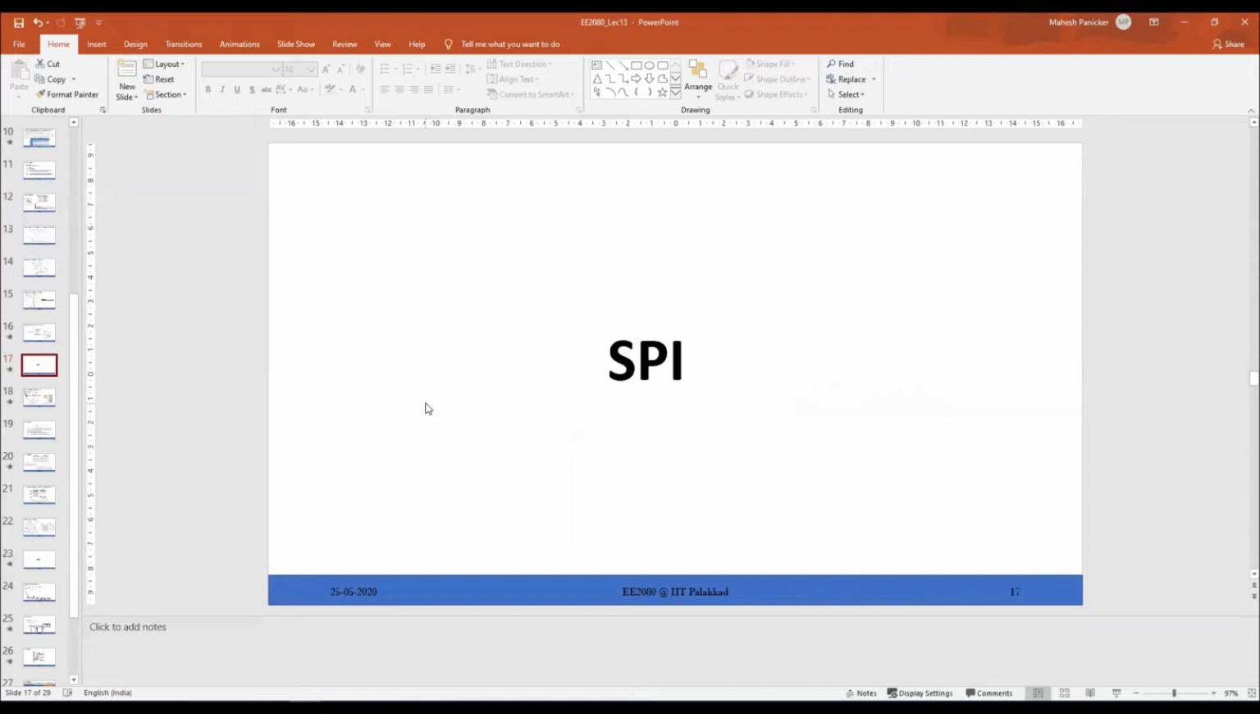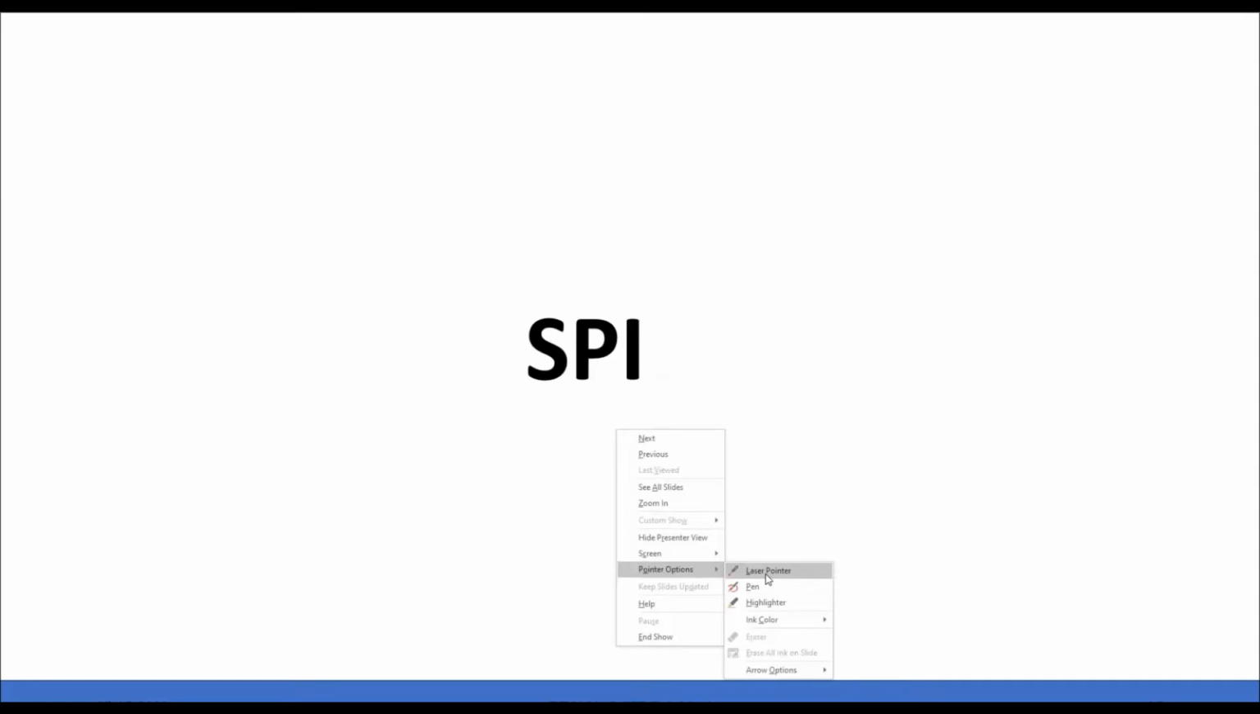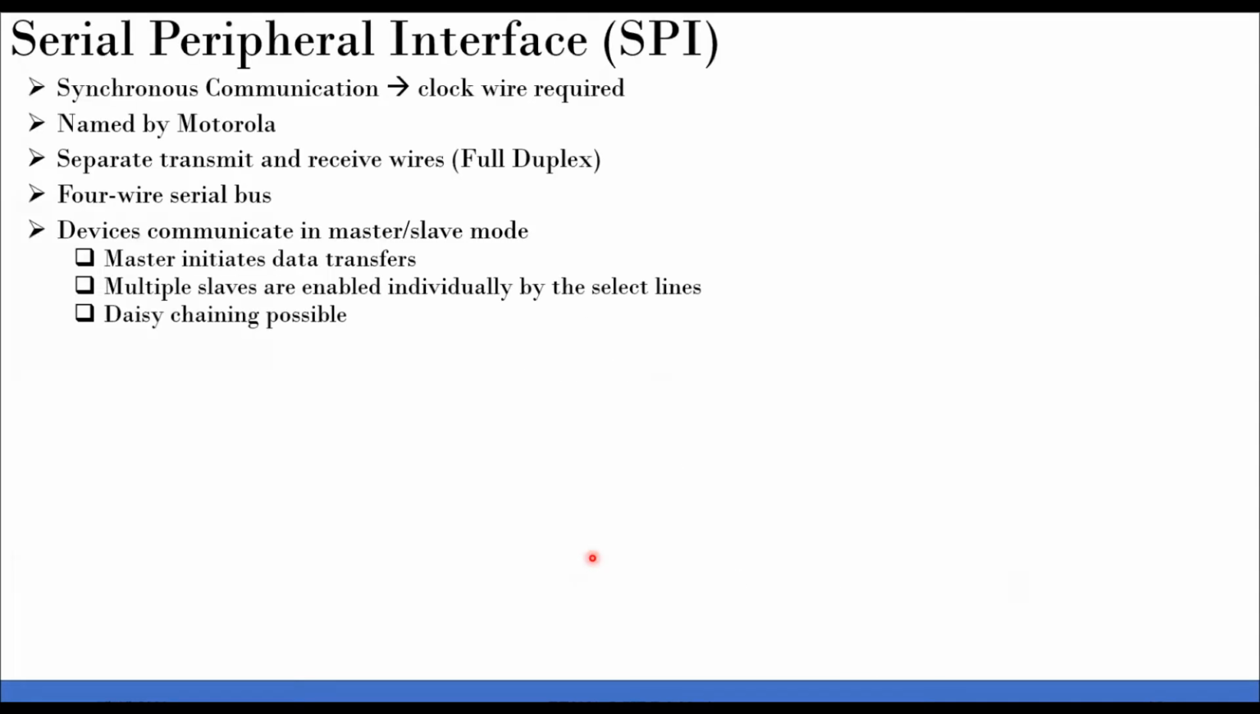This is the next protocol under serial communication, which is quite popular, which is the serial peripheral interface protocol. See here, this is popularized by Motorola. And obviously this is synchronous. So in addition to the data line, definitely there will be a clock. And the important aspect of this is there is a separate transmit and separate receive wire. So that is a full duplex communication. Okay, so this SPI is a full duplex communication.